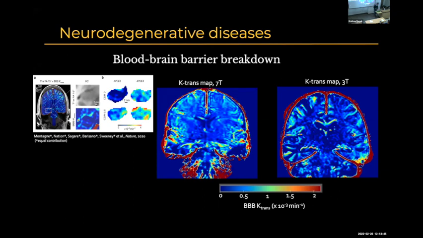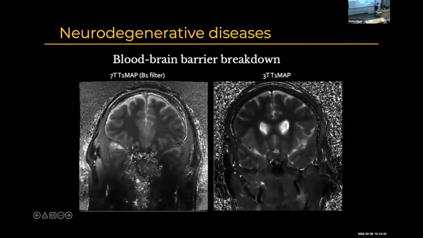We also recently demonstrated that blood-brain barrier breakdown is an important biomarker which contributes to cognitive dysfunction, and is related to APOE4, which is the major genetic risk factor for Alzheimer's disease. And we were able to acquire the first DCE images, dynamic contrast enhanced images, that allow you to quantify the blood-brain barrier permeability in humans. And as you can see at 7T, the spatial resolution is significantly improved, and also the SNR in the white matter.